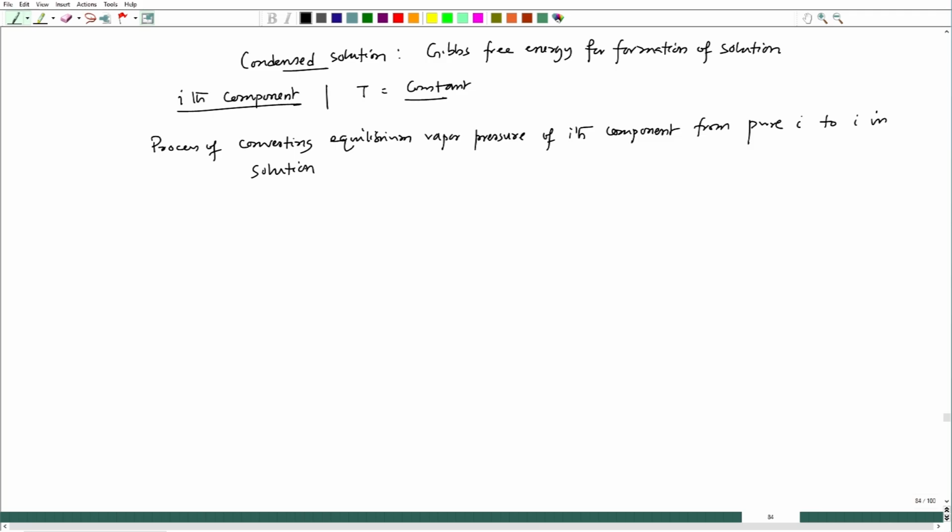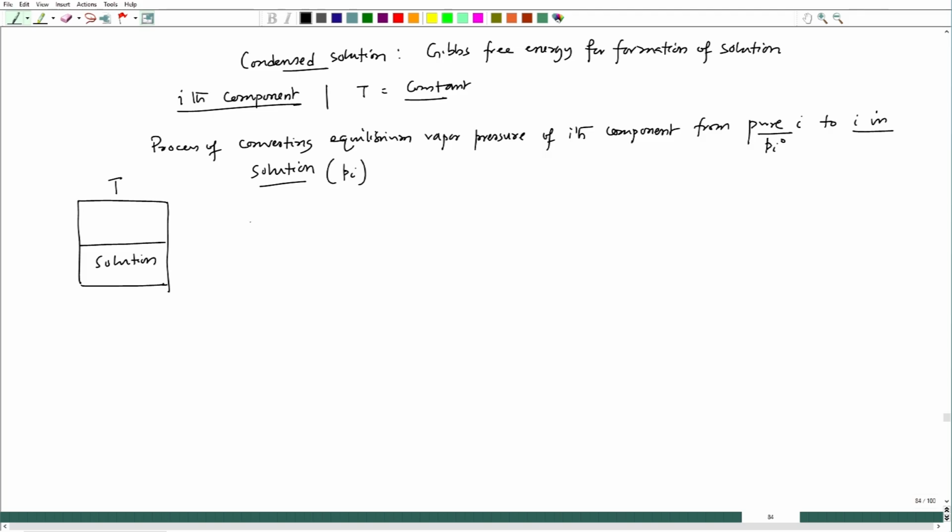Actually, if we consider pure I, that time the pressure would be P I naught, the saturated vapor pressure. If we talk about I in solution, that time it would be P I, fine. And we have a system like this, and now we have a solution. This is at a particular temperature T and it is a closed system, let us say.